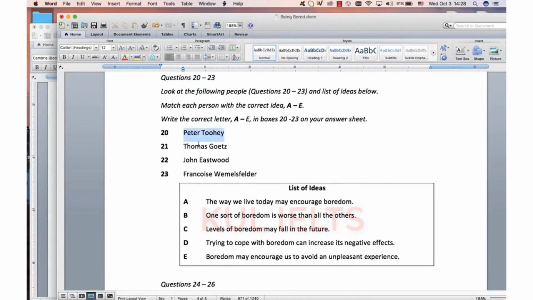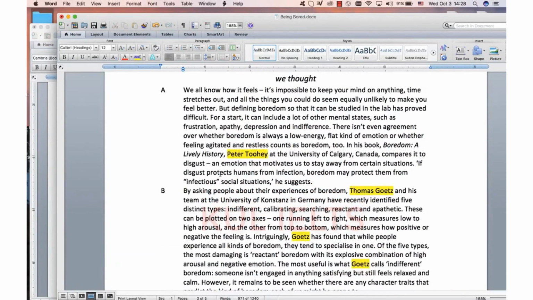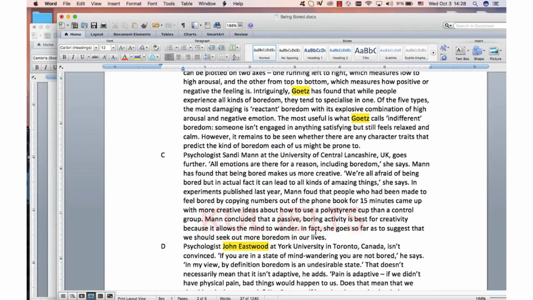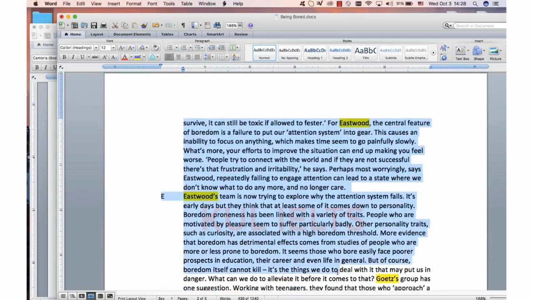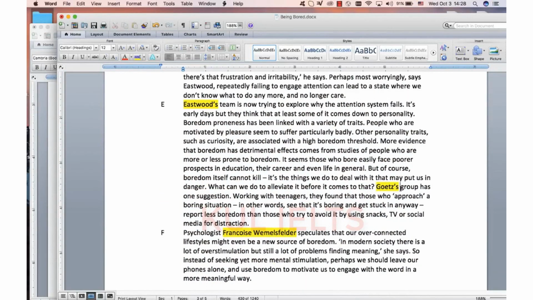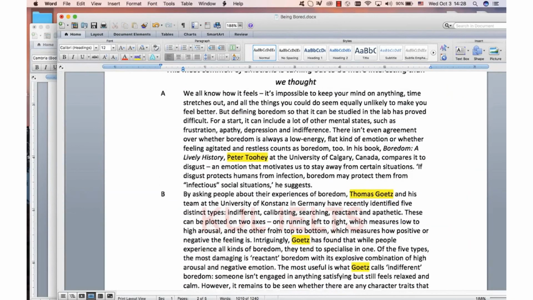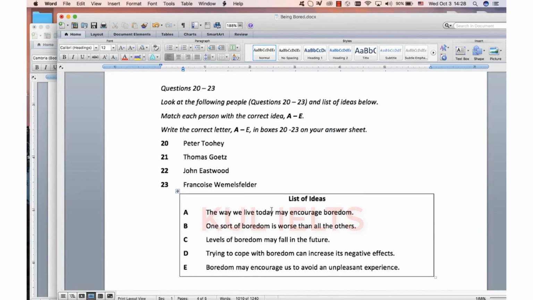So, of course, find these, scan for these. Let's see where they are. Tuhi is up there. That immediately makes me quite interested because there's only one sentence by him. Goods is this whole paragraph. We ignore this paragraph. Eastwood we'll probably leave to the end because it's 2 paragraphs. Be careful. Goods is there again. And this also makes me quite interested because there's not much there. So let's start with Tuhi and go to Wemmelsfelder after that.